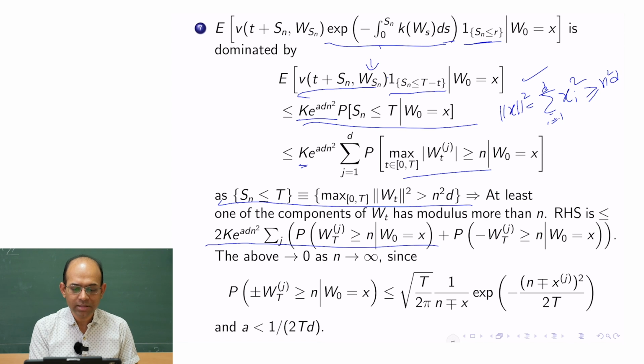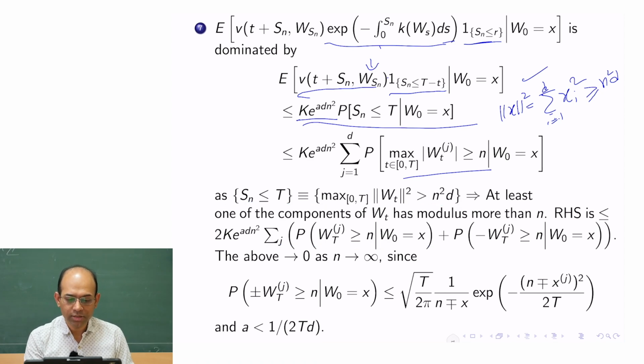Why? Because I am replacing the maximum of 0 to capital T by capital T itself. The probability that W_T at the component j is greater than or equal to n, plus the probability that minus W_T is greater than or equal to n, given W_0 is equal to x. This is coming from the reflection principle, which we have already seen in an earlier class.